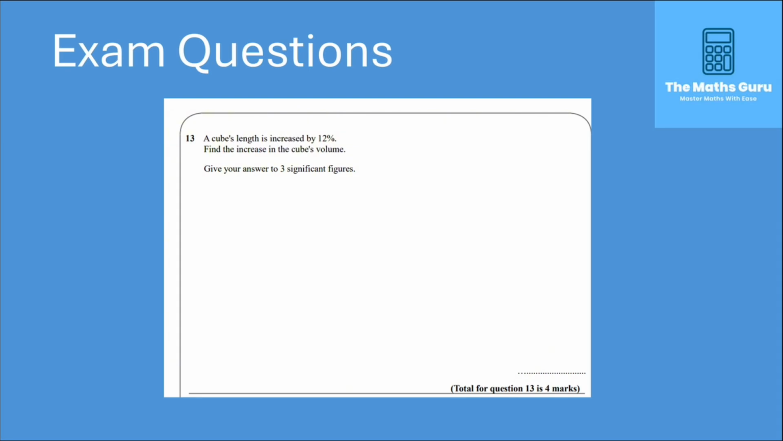Okay, it tells us that a cube's length is increased by 12%. We need to find the increase in the cube's volume. So a cube's length is increased by 12%. So the volume is equal to L cubed.